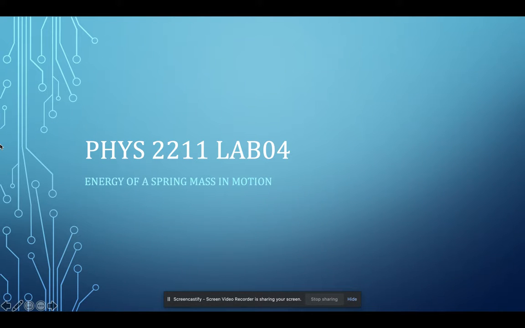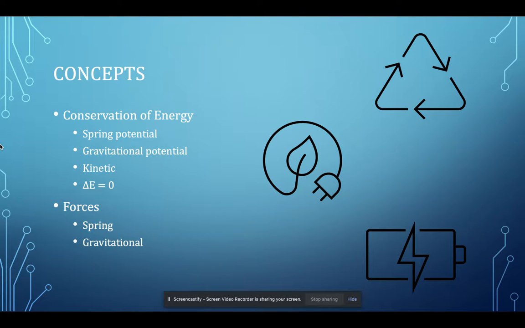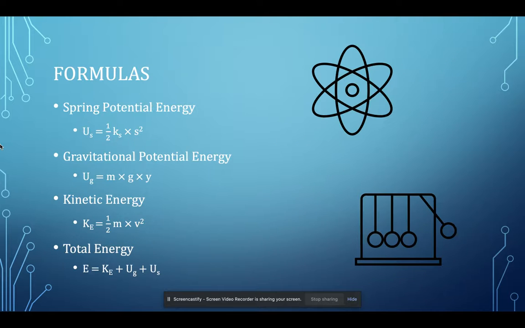This is my Physics Lab 4, and we're going to be looking at the energy of a spring mass in motion. So important concepts for this lab are conservation of energy, this meaning that delta energy is equal to 0, and we'll see how energy is transferred between spring potential, gravitational potential, and kinetic energy. And the forces in this lab are spring and gravitational forces acting on the mass.